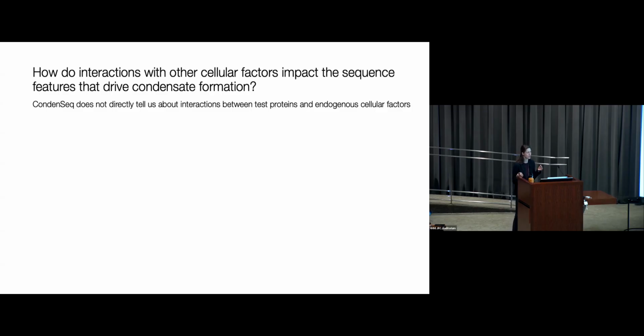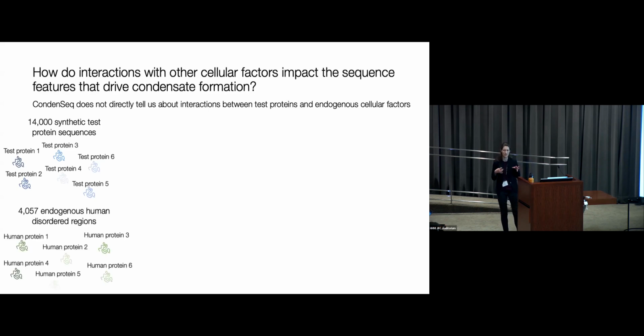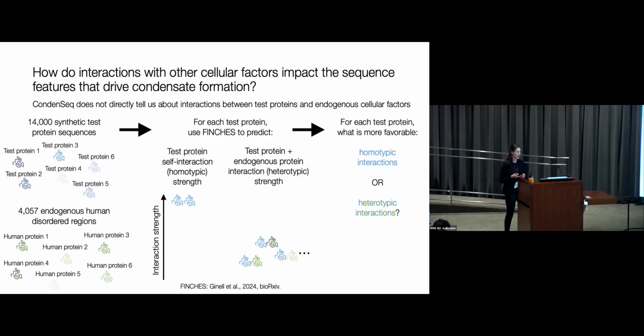Condensate formation does not directly tell us about the interactions between test proteins and endogenous cellular factors. But to get some insight into this, we took our library of 14,000 synthetic protein sequences, and we considered potential interactions with all endogenous human disordered regions. There are about 4,000 of these. We used this physics-based predictor called Finches, developed by Alex Holehouse's lab, to predict for each one of our synthetic test protein sequences the self-interaction strength, or the homotypic interaction strength, as well as the heterotypic interaction strength, so the interaction of each of these test proteins with every single one of these endogenous human disordered regions. Then we can ask for each test protein what is more favorable: homotypic interactions, or self-interactions, or heterotypic interactions with other cellular factors.